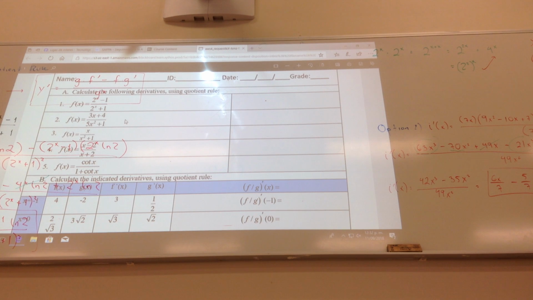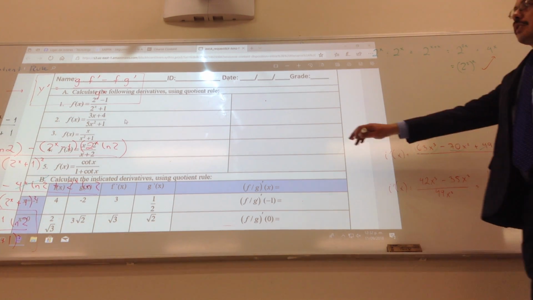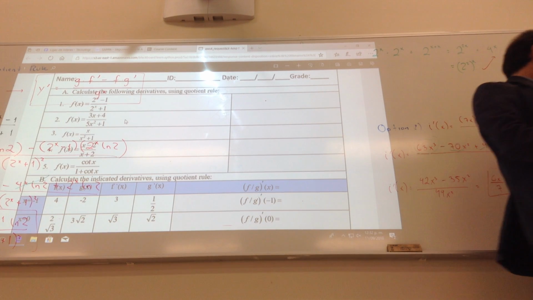No. Because they're multiplying. They're multiplying the 2 with the 2, and then it's the other factor, so you leave it. So you don't distribute. No distributive. Oh, yeah. Yeah? Fine.